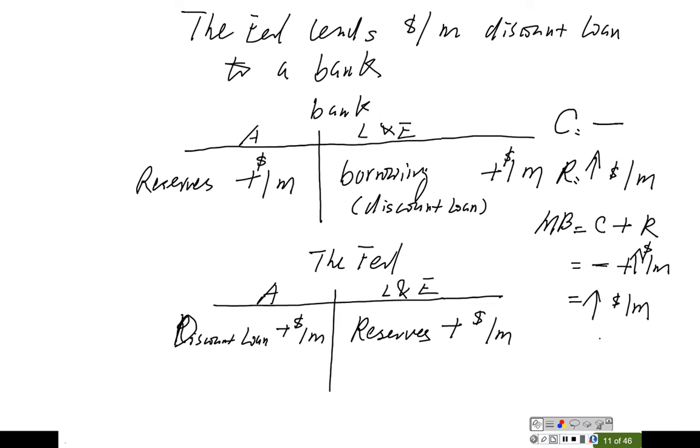So now we see if the Federal Reserve takes monetary action, in this case the Federal Reserve lends a $1 million discount loan to the commercial bank, the monetary base will increase by the same amount. So discount loan lending increased by 1 million, and monetary base increased by the same amount, 1 million.